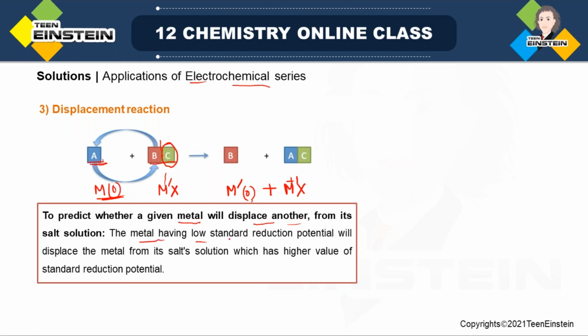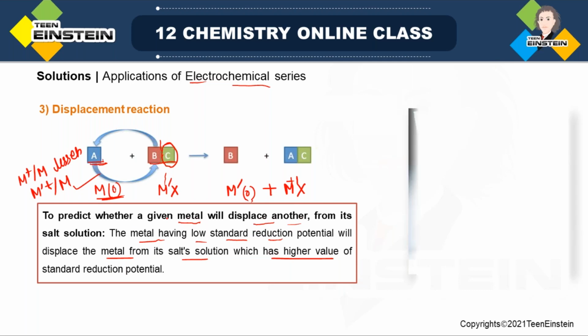The metal which has the lower standard reduction potential will displace the metal from its salt solution. So if we want this reaction to occur, then the reduction potential value for the M plus M system must be lesser compared to the other system, which is M prime plus M. Then only is this displacement reaction possible. So, a higher value for M prime plus M.